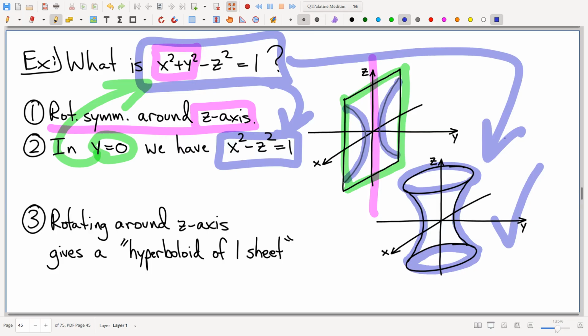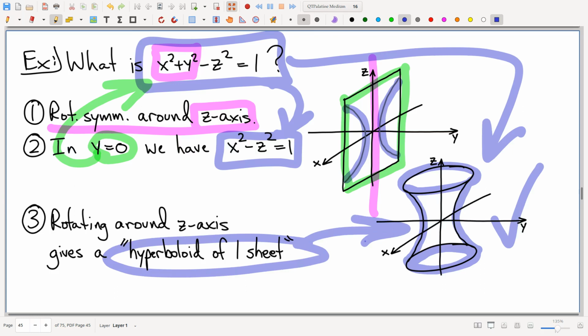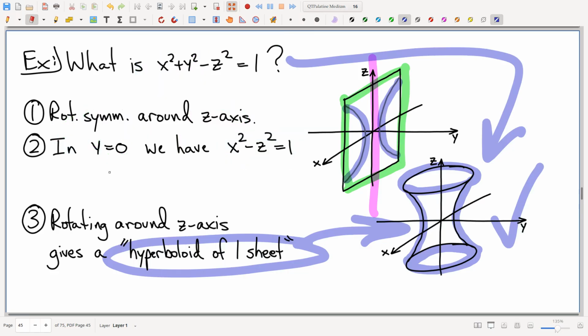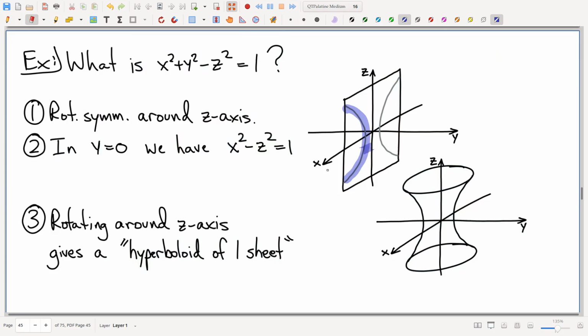Everybody good? It's a pretty cool method. By the way, this is called a hyperboloid. Again, no surprise. It's a rotation of a hyperbola. This one's called a hyperboloid of one sheet. We'll see why momentarily. Okay, moving along. Let's do another one.